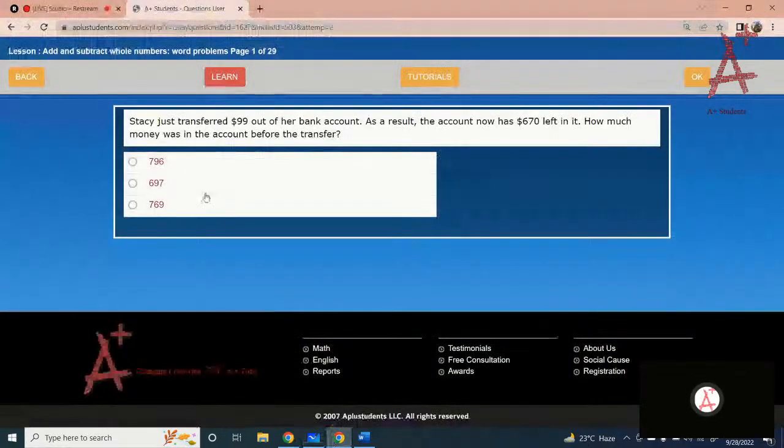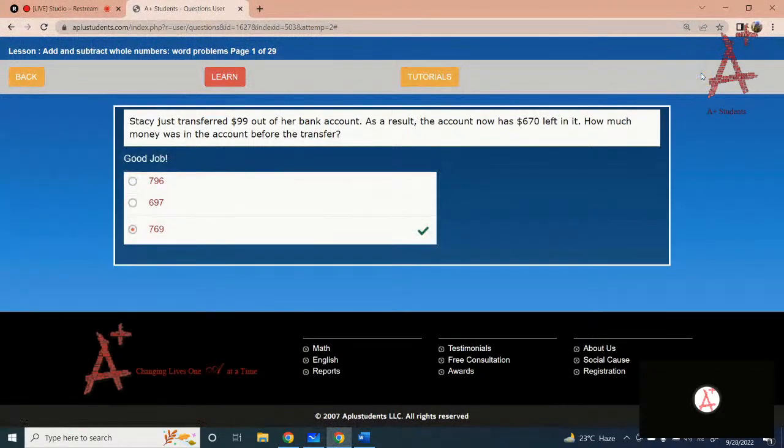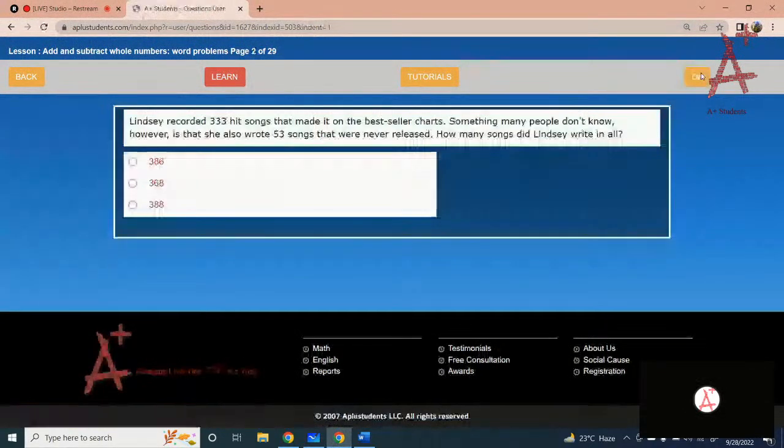So select the correct option and click on the OK button so that we can move on to the next question. Got it?